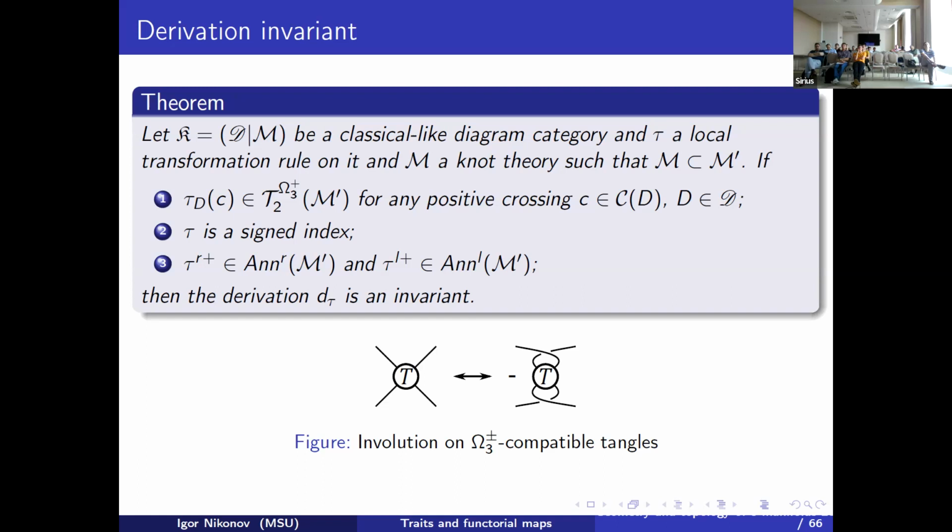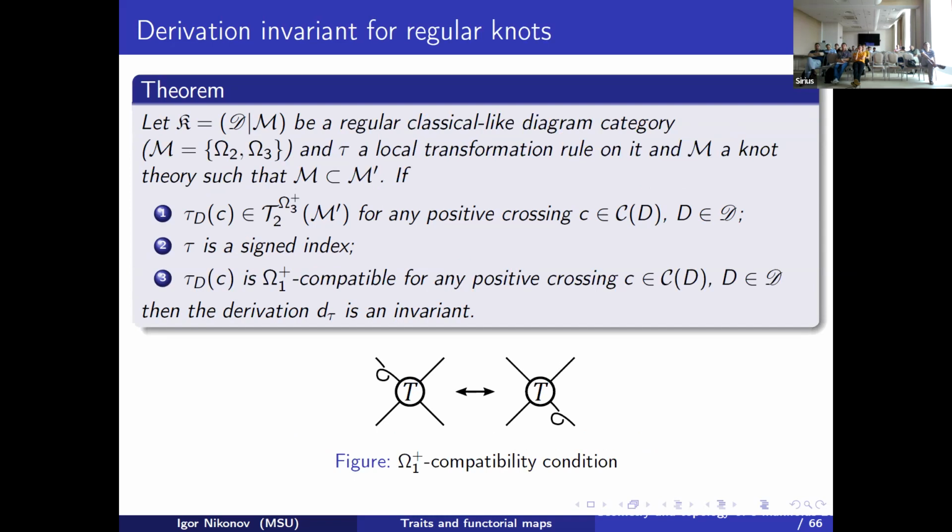Okay. And so the third condition, that is invariance under the first reduced move, is that this loop weights of the trait should belong to the annihilators, left and right, with respect to the new knot theory. In this case, the derivation is an invariant. And we can formulate an analogous definition for regular knots, that is, for the case when the initial knot theory includes only second and third reduced. In this case, instead of the third condition, we require the omega 1 plus compatibility for positive crosses. You can see the compatibility condition on this slide.